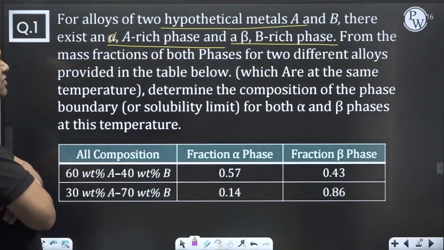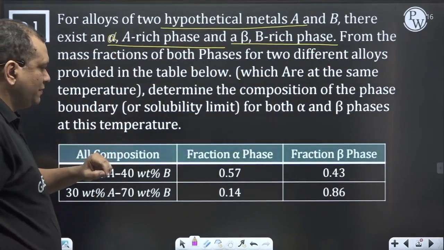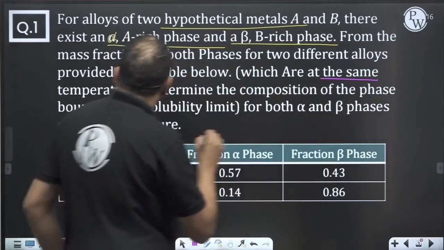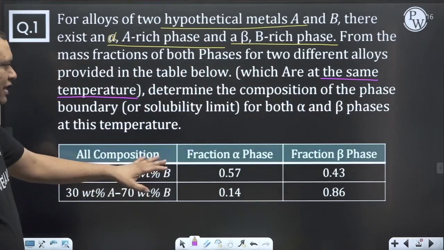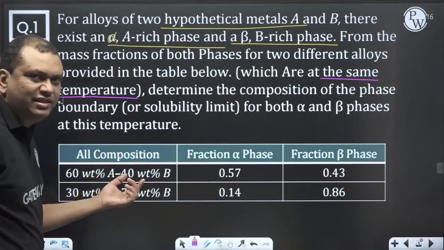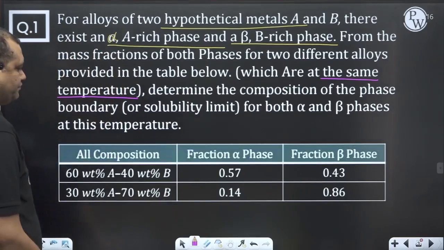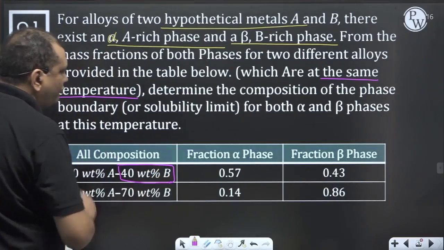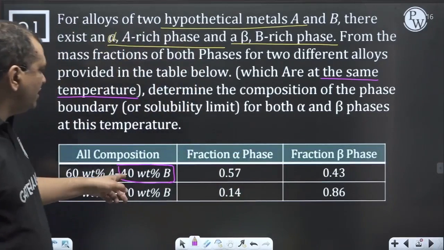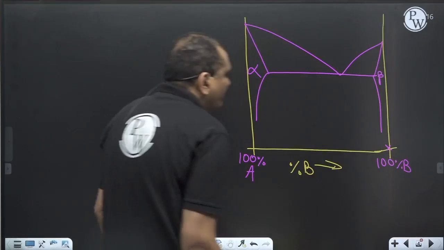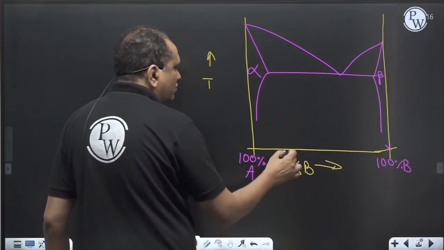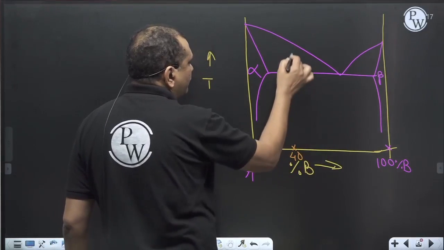Find the mass fraction of both phases for two different alloys provided in the table below. So this is the table given, which are at the same temperature. Temperature is the same. Okay, so first of all, we have to draw the line. 60 weight percent A, so we have to see either the percentage of B or percentage of A. So 40 weight percent B, mass fraction of alpha is 0.57, mass fraction of beta is 0.43. So first of all, we have to draw a line at 40 weight percent B. So we will do a color change. Let us say this color. So 40 weight percent B.